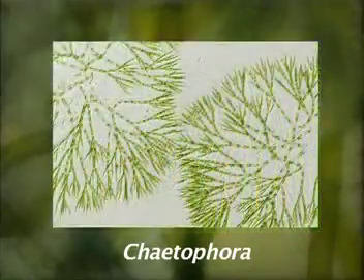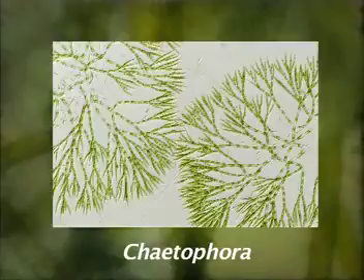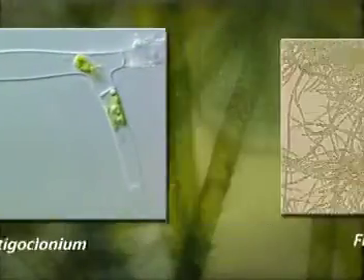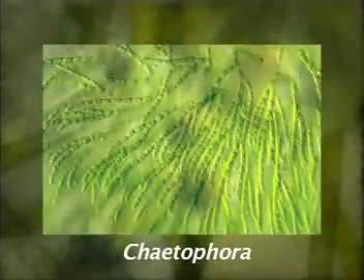From the prostrate system arise the upright filaments forming the erect system. In some algae, both the prostrate and the upright system may be well developed. For example, Coleochaete and Fritschiella. In Coleochaete, the erect system is reduced to a few hairs. In Chaetophora, the erect system is better developed.